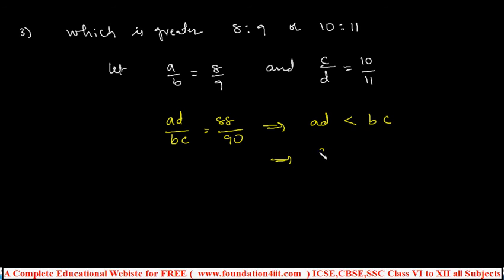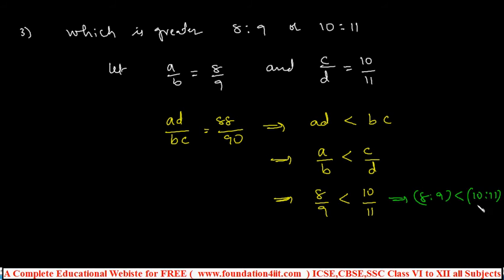From this, A, B into C, B take this side, divide by B. C, D take RHS, divide by D. That's it. A by B is less than C by D. But A by B is 8 divided by 9, which is less than 10 divided by 11. So from this, 8 is to 9 is less than 10 is to 11. Or else you can go for cross multiplication also. In this way also we can show which is the greater. Okay, this is one of the methods.